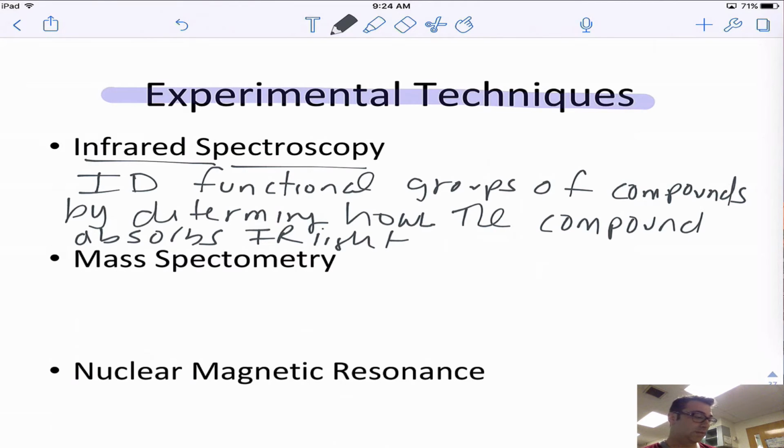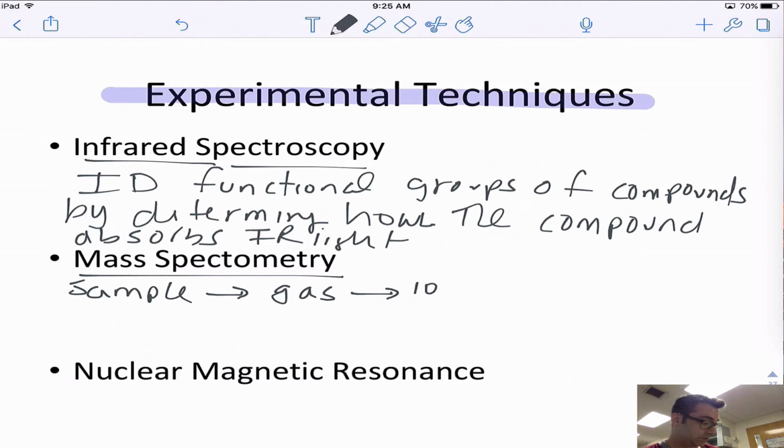Now, infrared spectroscopy on its own will not tell you the entire molecular structure of your compound. It's nice to also be able to tell the fragments and the masses of the fragments of your compound. This is an approach called mass spectrometry. With mass spec, they will take a sample of your compound and turn it into a gas. They'll vaporize it. They will then use ionizing radiation to ionize your sample.